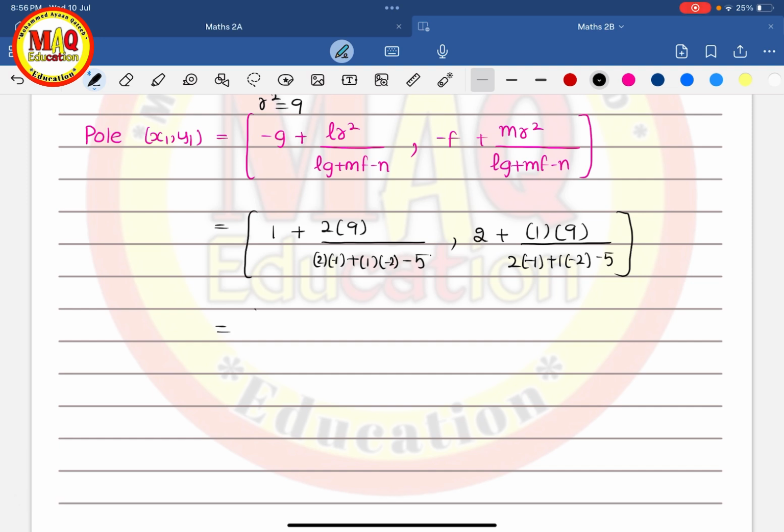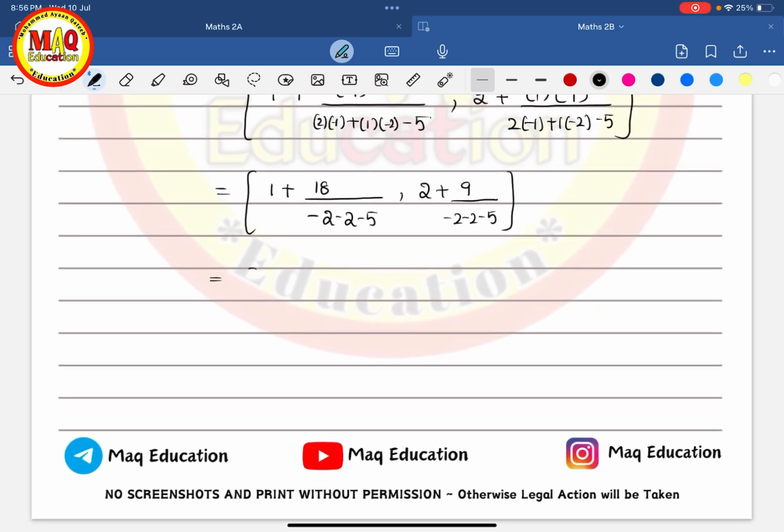Okay, so here the value is 1 plus 18 by minus 2 minus 2 minus 5, 2 plus 9 by minus 2 minus 2 minus 5. Here 1 plus 18 by minus 9, 2 plus 9 by minus 9. How much? 1 plus 9 ones are 9, twos are 1 minus 2, 2 minus 1. 9 ones are how much? Minus 1 comma 1. This is the pole x1 comma y1.